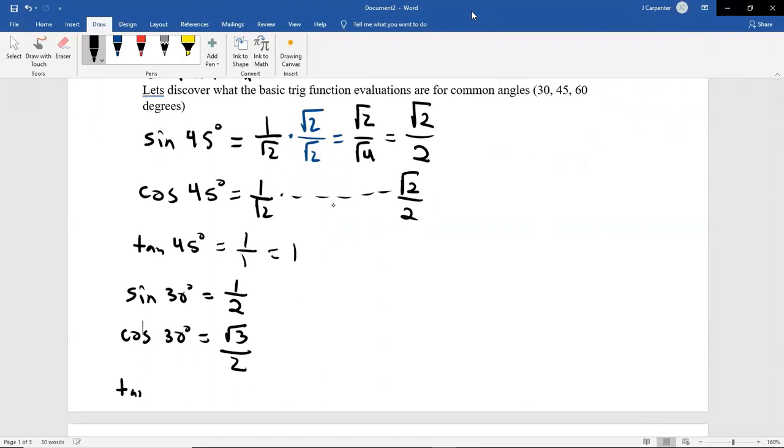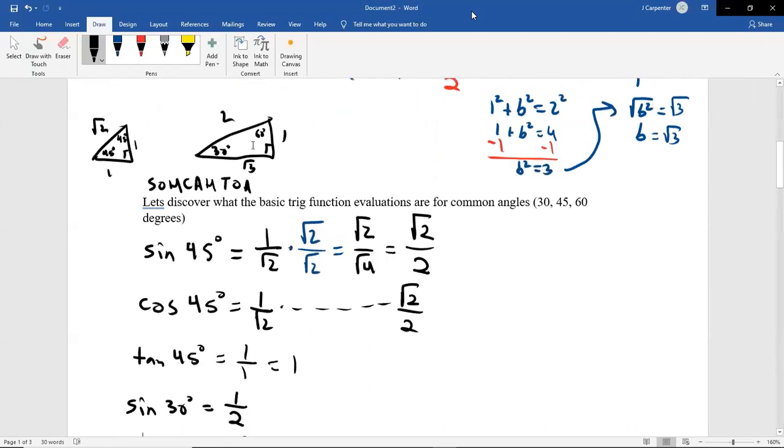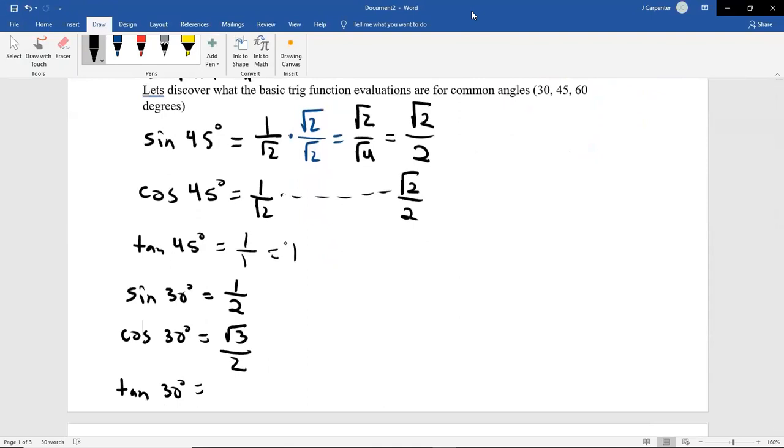How about the tangent of 30 degrees? So going back up to our triangle, 1, 2, square root of 3. Again, 1 is the opposite, square root of 3 is the adjacent, 2 is the hypotenuse. Tangent of 30 degrees. Tangent is TOA, opposite over adjacent. The opposite is the 1, the adjacent's the square root of 3. So that's going to be 1 over square root of 3. That one does have a square root in the bottom, so we've got to multiply top and bottom by square root of 3 over square root of 3, which will give us the square root of 3 over the square root of 9, which is the square root of 3 over 3. And that's the answer.